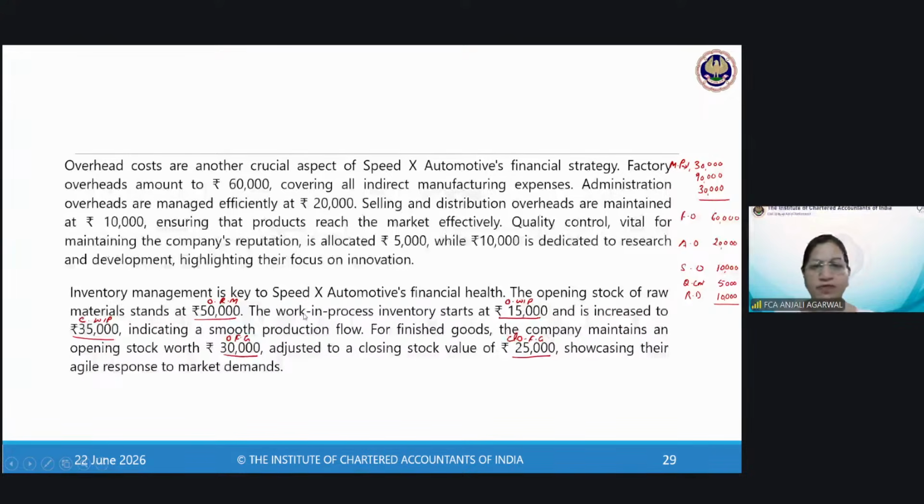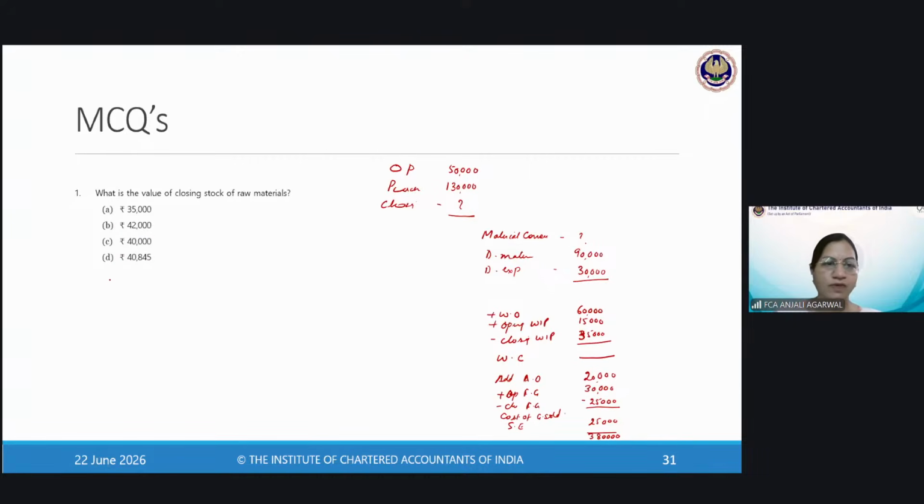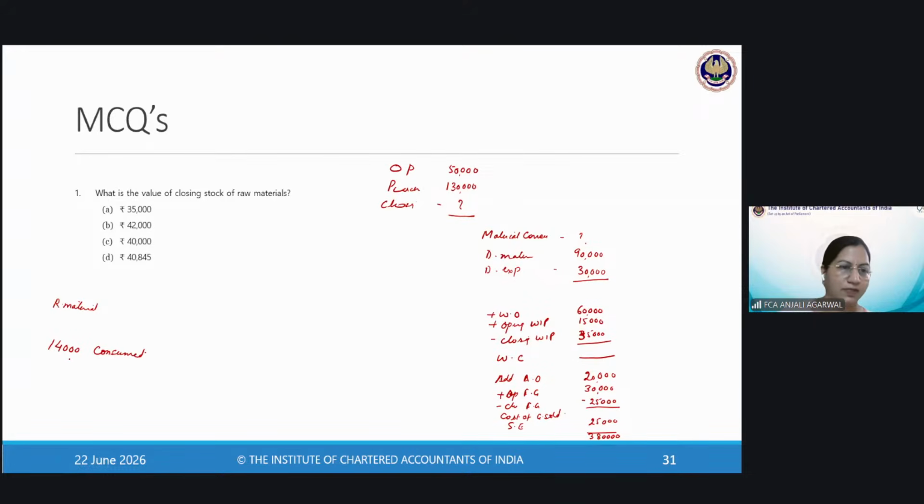Inventory management is key to speed. Opening stock of raw material is 50,000. Work in progress is 15 and 35. Finished products, company maintains opening 30, adjusted to a closing 25,000, showcasing their agile response to market demands. So we have consumed 14,000 units of raw material, and purchased was only 10,000 units.